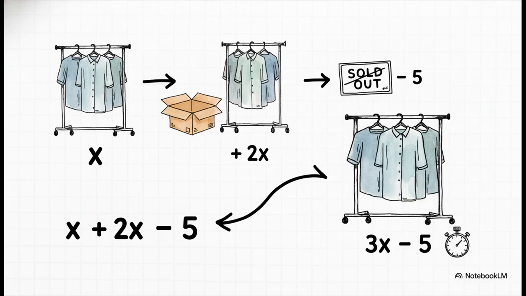Think about something like managing inventory. Let's say a store has X shirts. They get a new shipment with 2X more shirts, and then they sell 5. So the total they have is X plus 2X minus 5. Now that's a little messy to calculate every single time. But by combining the like terms, you instantly get the simple formula 3X minus 5. This makes tracking your stock so much faster and way less likely you'll make a mistake. It's all about being efficient.